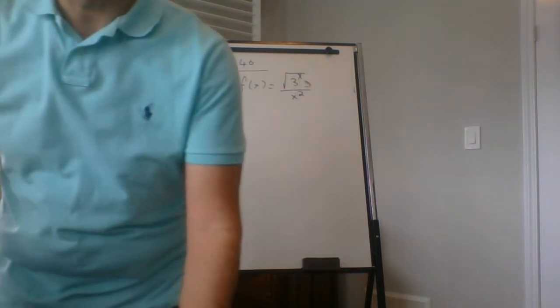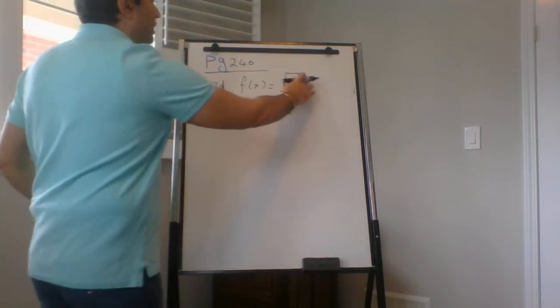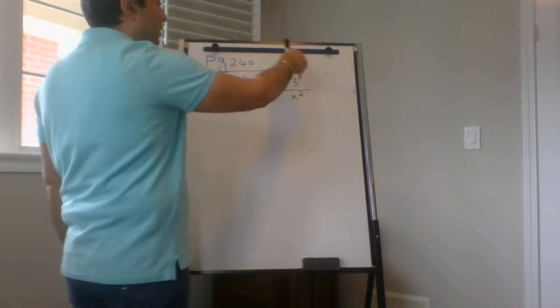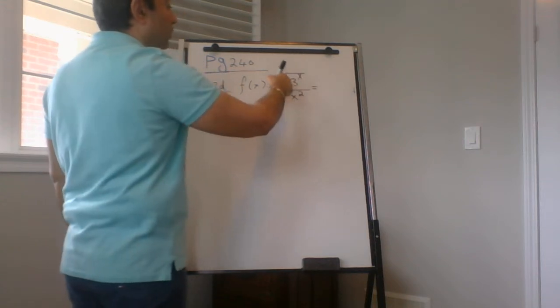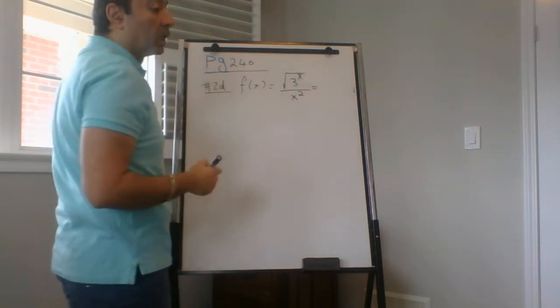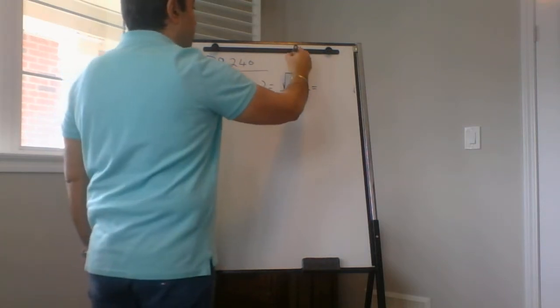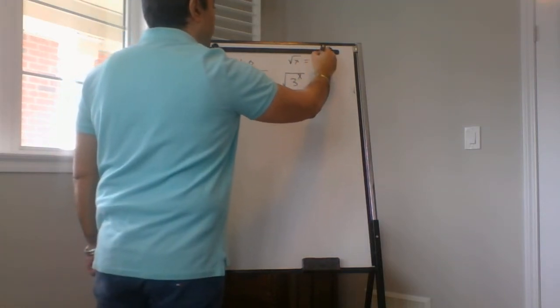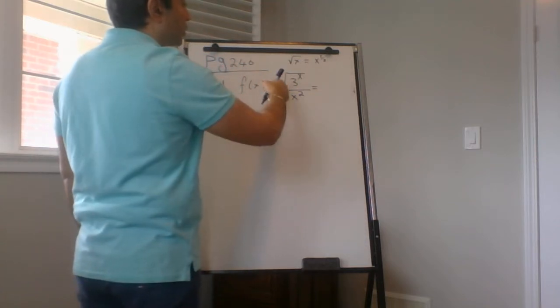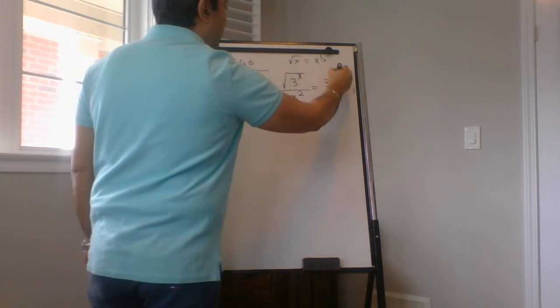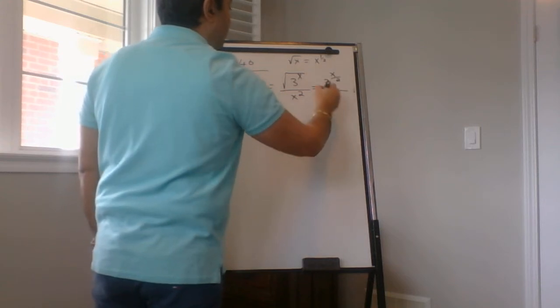So we need to find the derivative of this function. The first thing: I cannot find the derivative when I have this square root sign. So I will switch from square root to exponential form. You know that the square root of x is the same thing as x to the power of 1/2. So the square root of 3 to the power of x is 3 to the power of x over 2, divided by x squared.